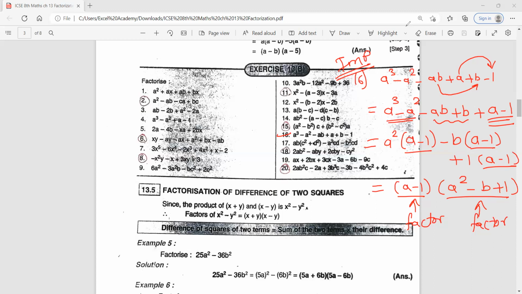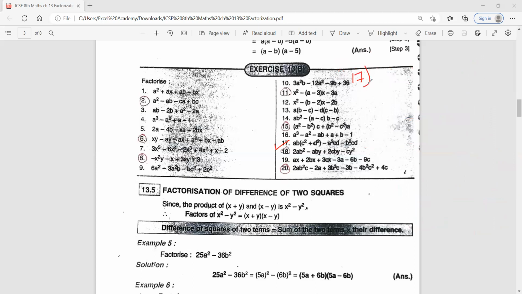Should I erase this? AB into bracket C square plus D square minus A square CD minus B square CD. Okay, should I open the brackets? The answer is yes. So we will say AB C square plus AB D square minus A square CD minus B square CD.